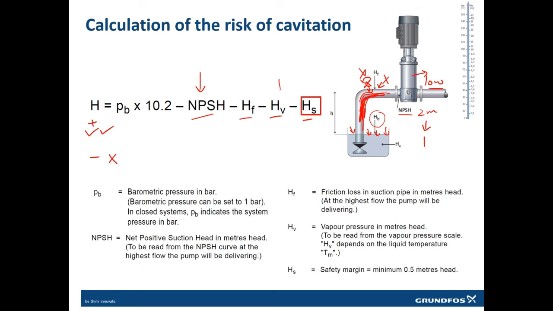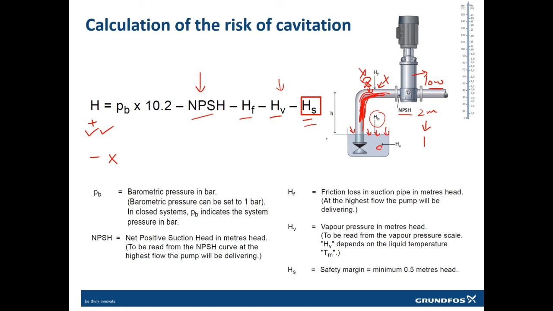Or you can increase the vapor pressure. Can you decrease the vapor pressure? Actually you cannot, because the vapor pressure is a characteristic of the media. You cannot change that. Safety margin you should always have. So by reducing the friction in the suction or reducing the pump size, you can avoid the cavitation.